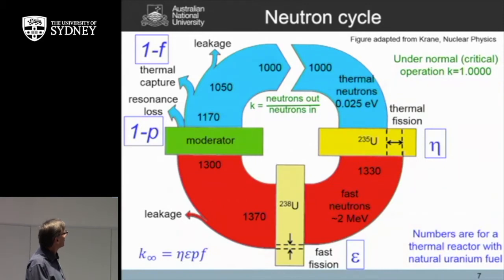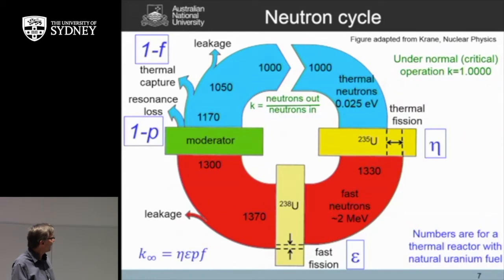So here we start the process with 1,000 thermal neutrons. The equivalent energy of a thermal neutron corresponds to a temperature of about 25 degrees C, 0.025 electron volts. We get thermal fission. This is the first factor in the four-factor formula, eta, Greek letter eta. So for natural uranium, this is 1.3, so 1,000 neutrons becomes 1,330 neutrons. These are fast neutrons. They have energies of the order of 1 or 2 MeV.